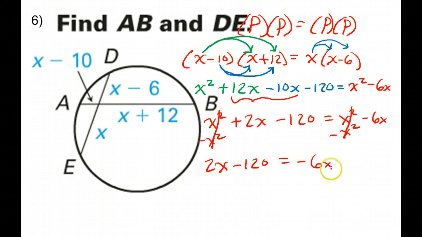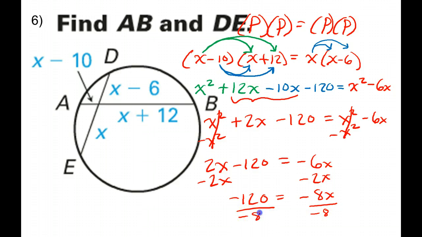All right, now I see I just have regular x's, so I should be able to get x by itself. So I'm going to go ahead and subtract 2x from both sides. That would make negative 120 is equal to negative 8x. And then I would divide both sides by negative 8. And so I get x equals 15. Now please remember that that is not the final answer.